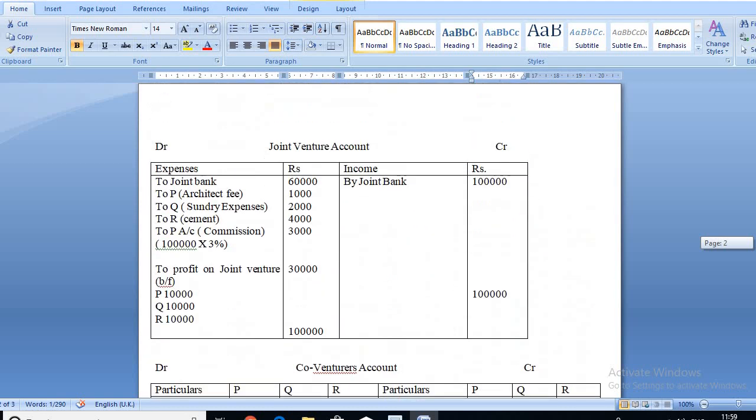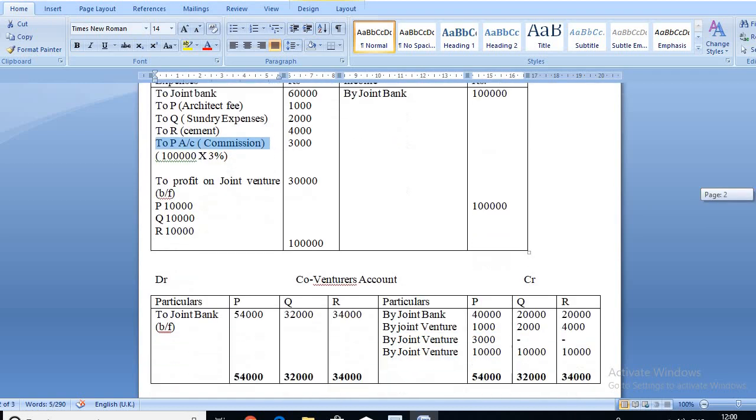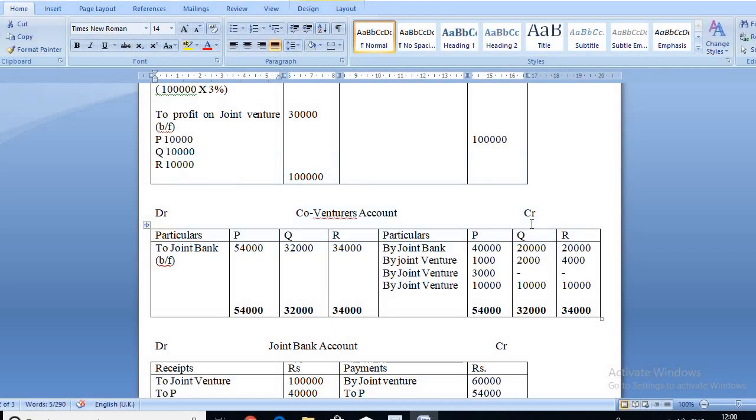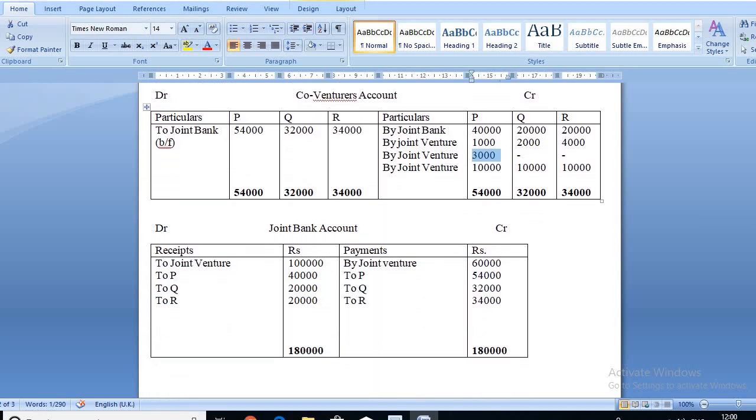In this problem, the only additional adjustment is commission. Here we have allowed commission to Mr. P. So for P it's an income, but for the business it's an expense. So to P we are providing commission, that is 3% on sales. Here sales is nothing but the contract price. So 1,00,000 multiplied by 3% means they are getting 3,000 rupees as commission to P. So in P account you have to make a cross entry of 3,000, by joint venture account. So this is joint venture account, this is co-venture account and this is joint bank account.